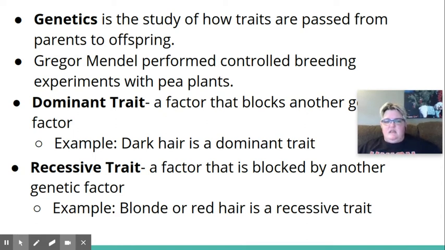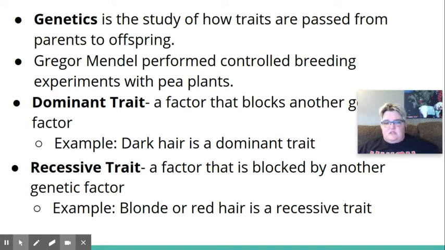In humans, dark hair is more dominant compared to blonde or red hair. That's why you typically see more dark-headed people than blonde or redheads, unless in that family there are a lot of those traits. If the mom is a redhead and the dad is a redhead, or the mom is blonde and the dad is blonde, or the grandparents are, you're going to see more blonde.